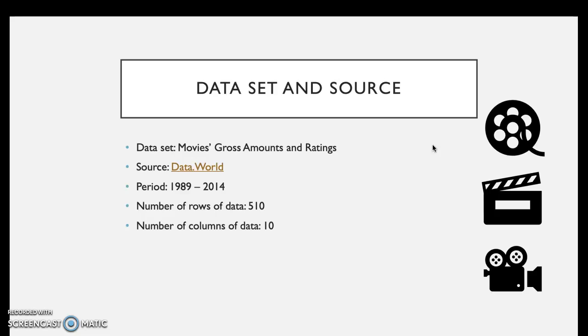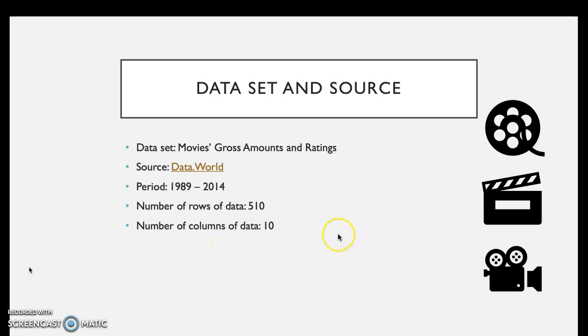So data set and sources. So as I mentioned, my data set is involving movie gross amounts and ratings. The source is from data.world. My period for the data set is between 1989 and 2014. The number of rows is 510, and the number of columns is 10.